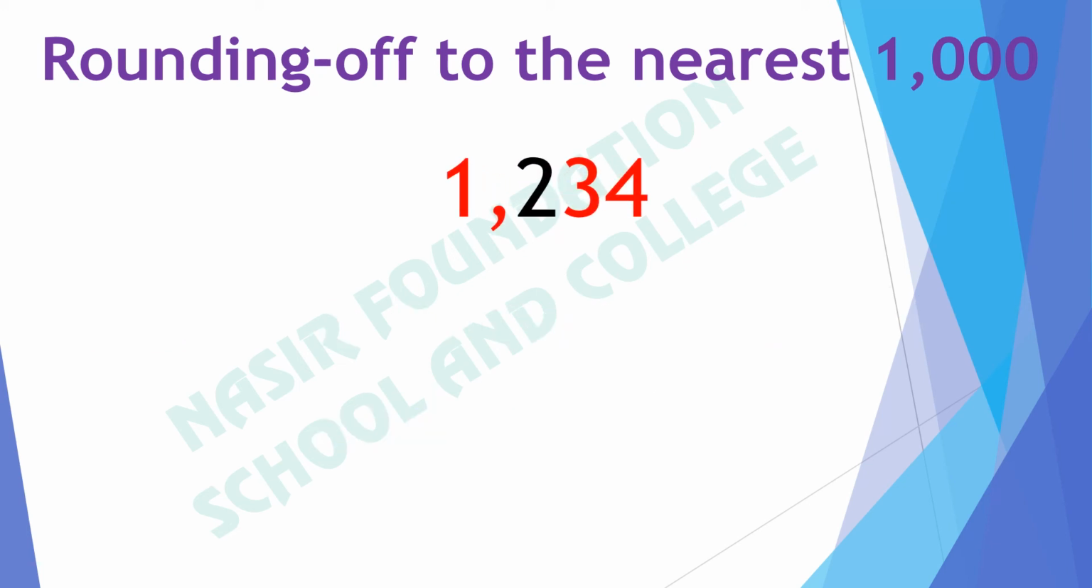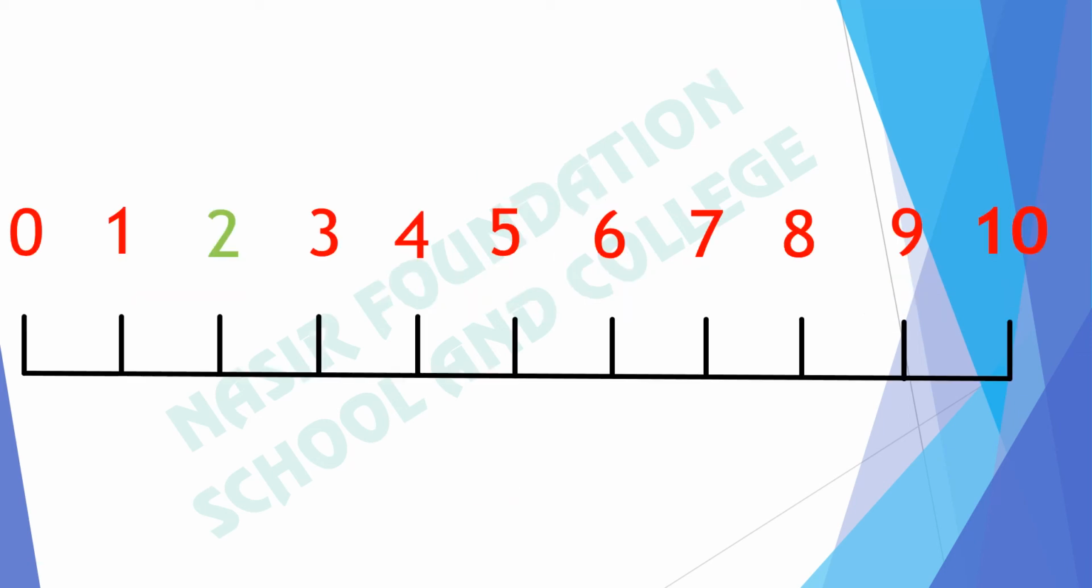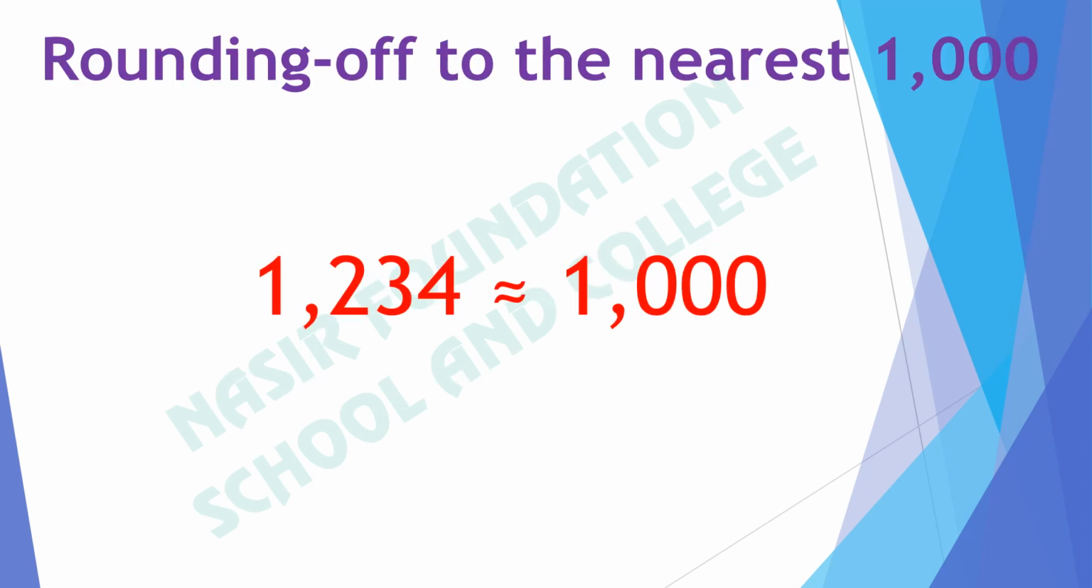So we will see the digit in its hundreds place, that is 2. And 2 is less than 5. We will draw it on the number line. As 2 lies nearer to 0, we will round it down to the nearest 1000. So we can say that 1234 is nearly equal to 1000.